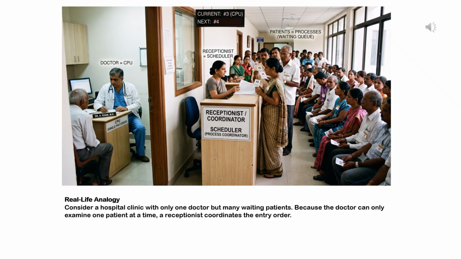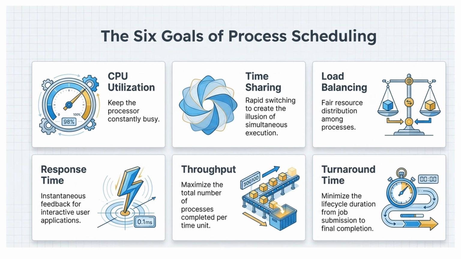Similarly, the operating system acts like the receptionist. It continuously decides which process should receive CPU time next, keeping the entire system organized and efficient. The operating system performs scheduling to achieve several important goals. The first goal is maximum CPU utilization. The CPU should remain busy instead of sitting idle.